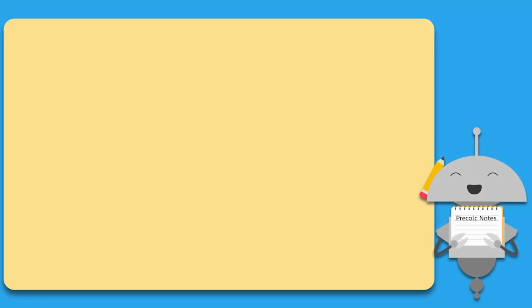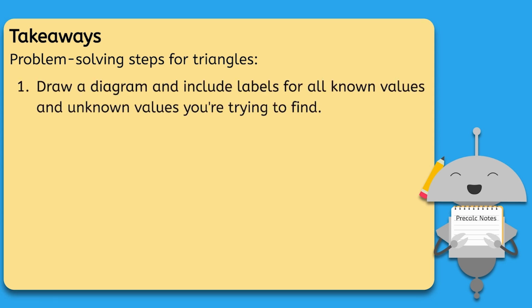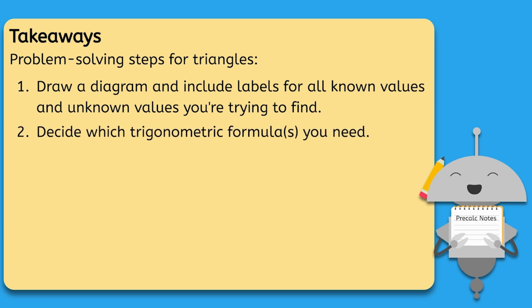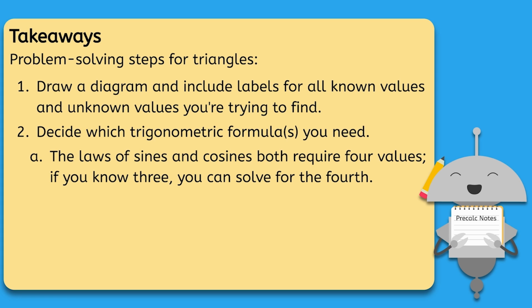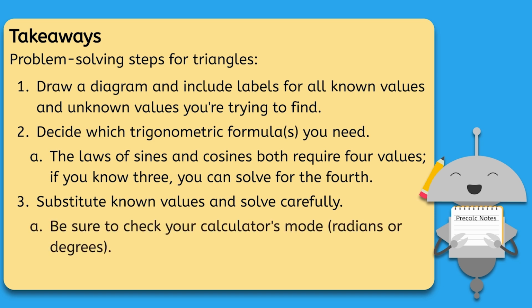Great work today! Let's summarize our work with some problem-solving steps for triangles. Step 1 is to draw a diagram and include labels for all known and unknown values you're trying to find. Next, look at the diagram and the unknown value and determine which trigonometric formula or formulas you will need. Remember, the laws of sines and cosines both require 4 values. If you know 3, you can solve for the 4th. Finally, substitute those known values into your chosen formula and solve carefully, making sure to check your calculator's mode for either radians or degrees.